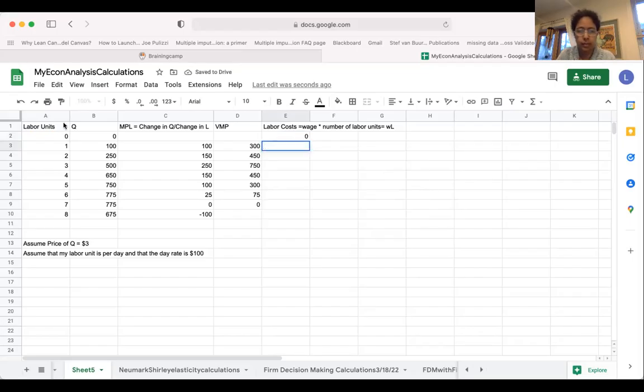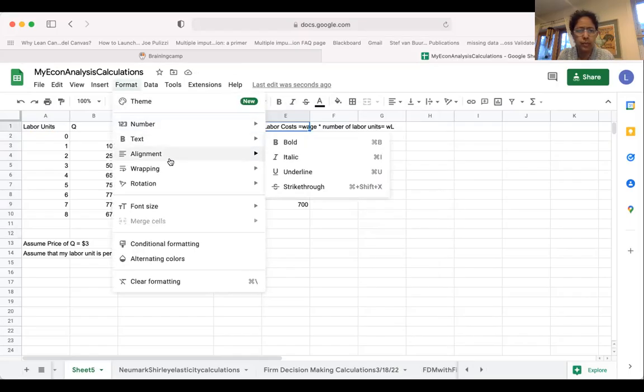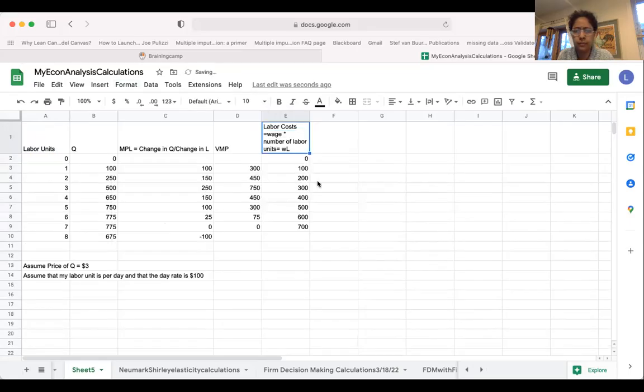Oops, I think I have to hit accept there. Let's just copy. And I'm never going to hire that last person. Okay, so now I've got to figure out my, let's change formats and wrap that.